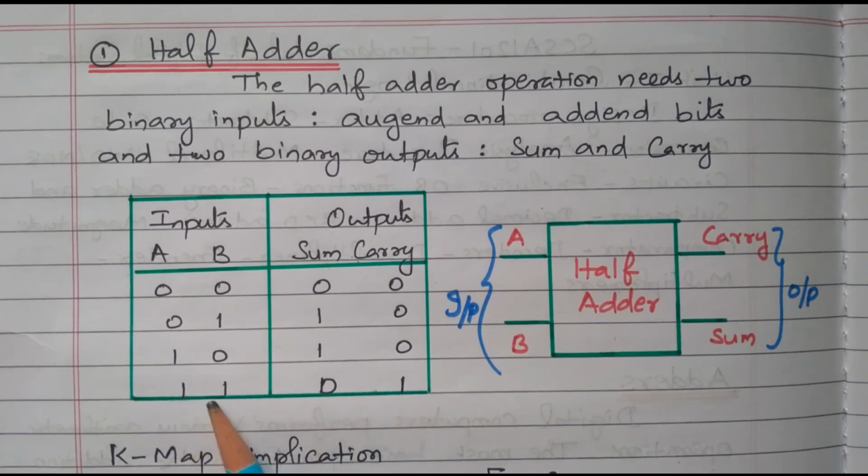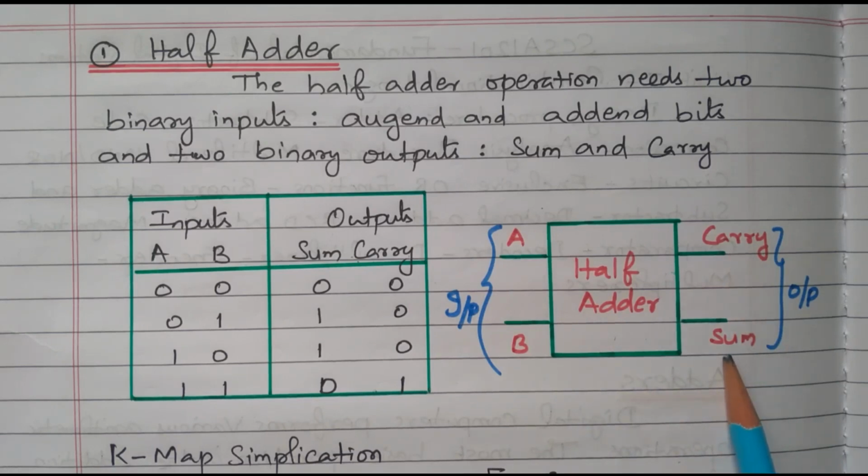1 plus 1 is nothing but 2 in decimal, which is 10 in binary: carry 1, sum 0, right? So in the fourth case the carry is generated. This is the block diagram. The half adder has inputs A and B, and the outputs are carry and sum.